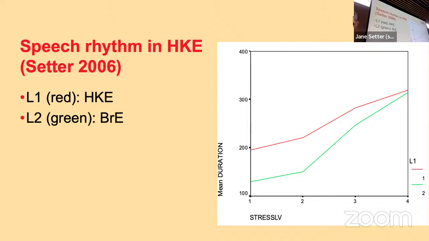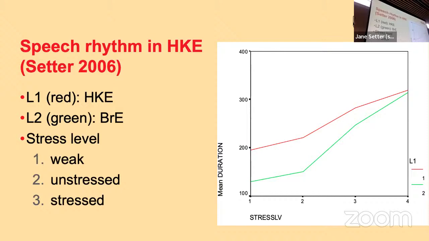And what we've got down at the bottom is the stress level. So we've got weak syllables, that's number one, unstressed, stressed, and tonic or nuclear there. And this is the mean duration in milliseconds. And you can see that for the British English, there's much more difference between the weak syllables and the unstressed ones and the nuclear ones and the stressed ones in terms of length. For Hong Kong English, we've got something that's similar, but it's not quite as different.